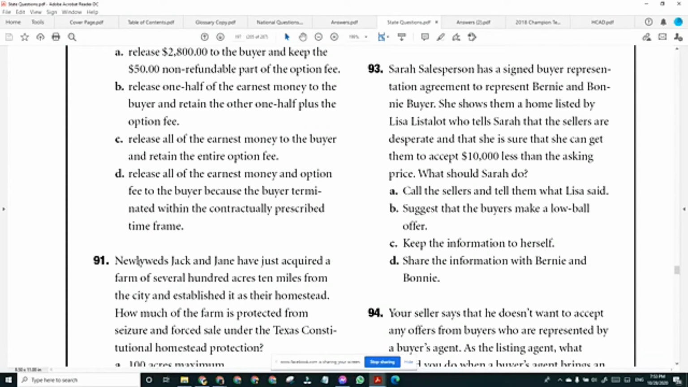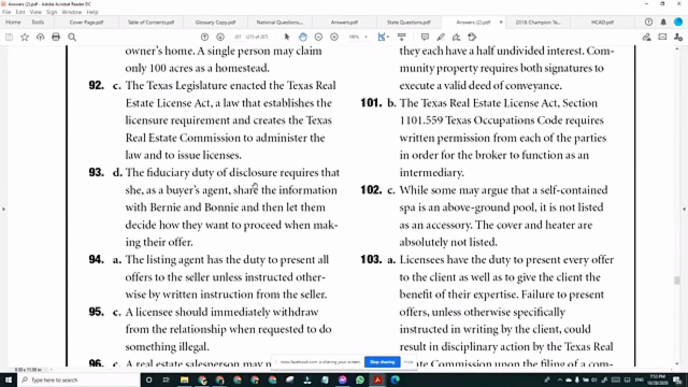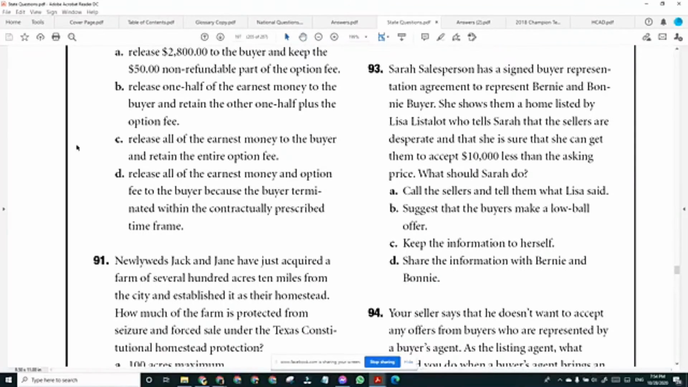So we represent the buyer. Okay, so Sarah represents the buyer. Anything that the buyer agent learns from whether the listing agent or anybody else, and it's important to the buyer, then we need to disclose. The fiduciary duty of disclosure requires that she, as the buyer agent, share the information with Bernie and Bonnie, because we have a buyer's representation agreement signed. They are our client. So we owe them our fiduciary duties, and then let them decide how they want to proceed when making their offer. 93D.